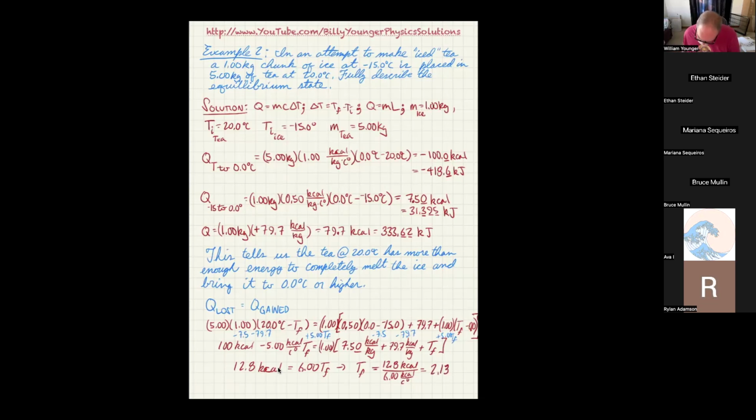And in principle, the 2.8, all of those numbers, actually, no, this 12.8 is not a sig fig. So I should only call that 2.1 degrees Celsius. And that's the final temperature. Any questions on that?